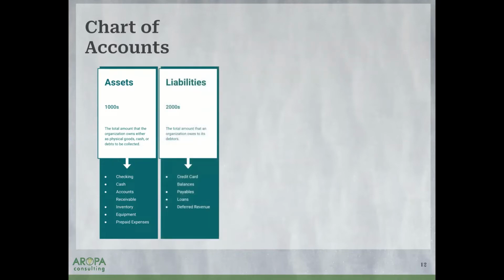And your liabilities, that's going to be in your 2000s. This is the amount of money that you owe to someone else, right? So maybe it's your credit card balances, it's any payables. So you know, instead of just going to Staples and purchasing office supplies, maybe you have an agreement with Staples that you've opened credit, and at the end of the month, they will send you a bill. That bill is considered a payable, right? And you normally have maybe 10 days to pay any particular invoice. Any loans that you have, as well as any deferred revenue.